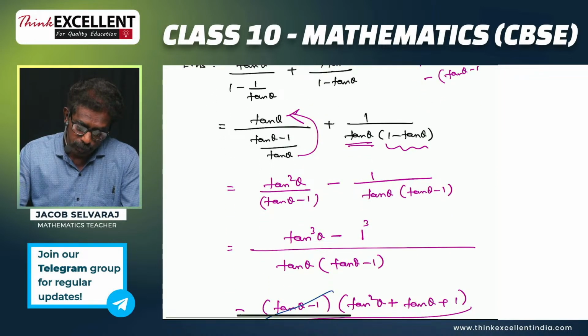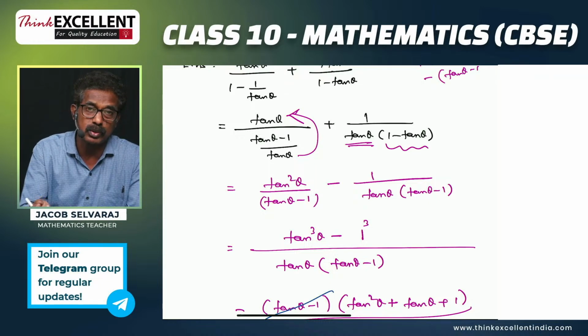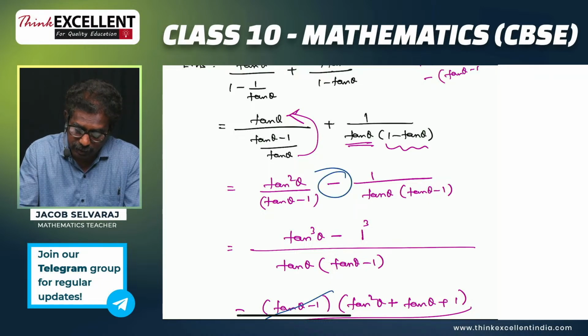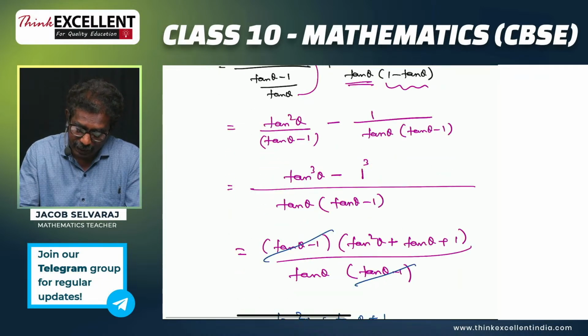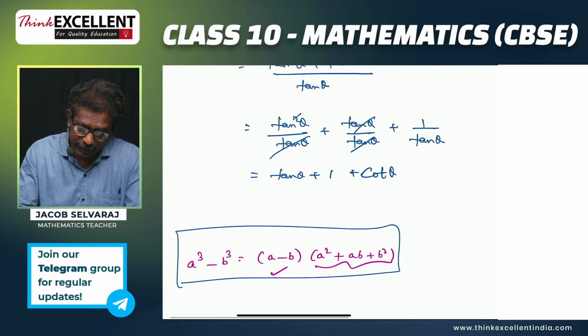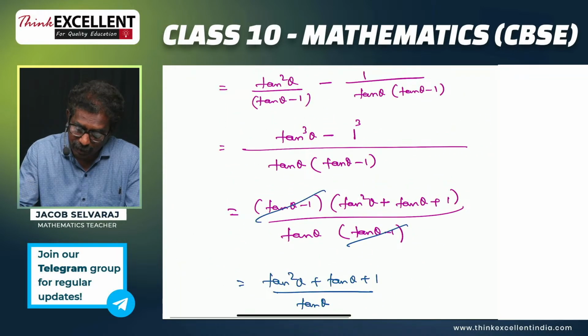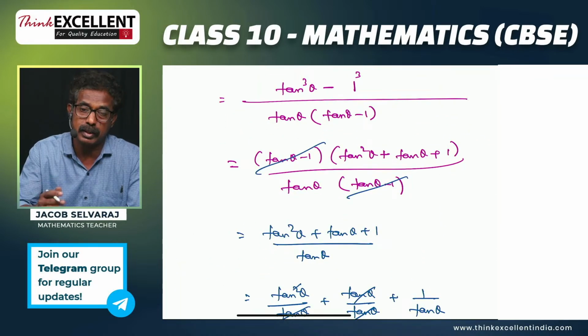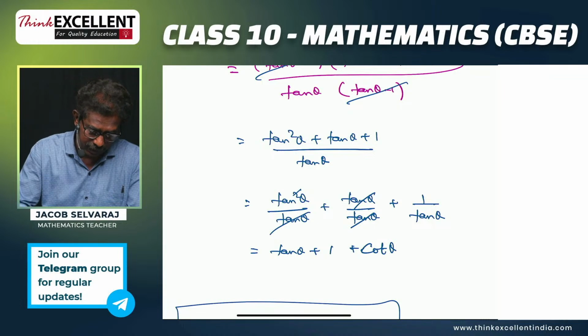You are getting the numerator. So here we made a change: 1 minus tan theta, tan theta minus 1. So put a sign outside, so that minus comes here. In the numerator, use the identity I mentioned here, a cube minus b cube. This identity you have to use, right? So that one term gets cancelled. In the numerator we have 3 terms. Split by tan theta into 3. You are getting the answer, right?